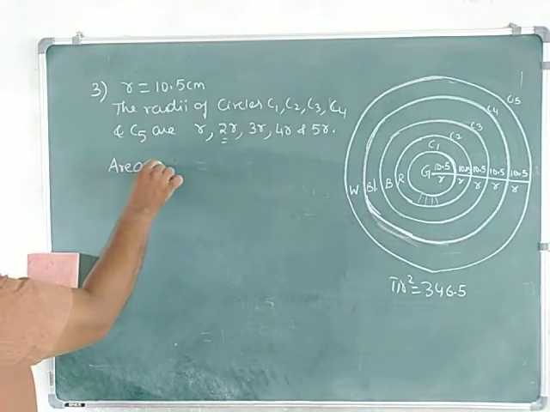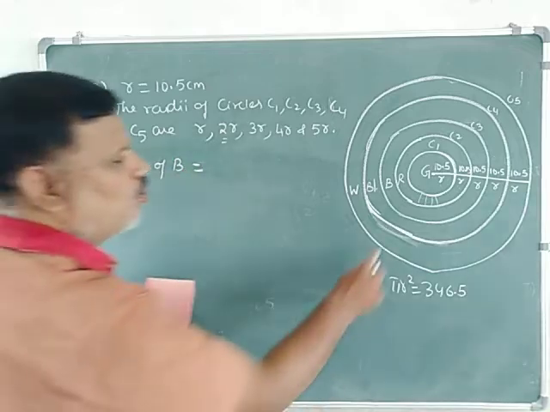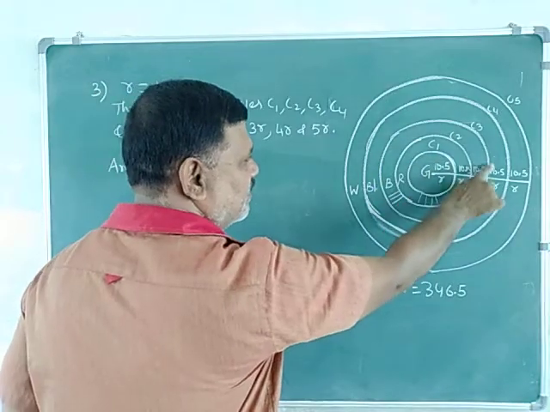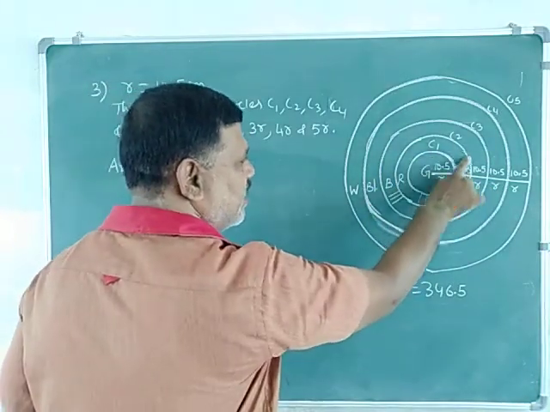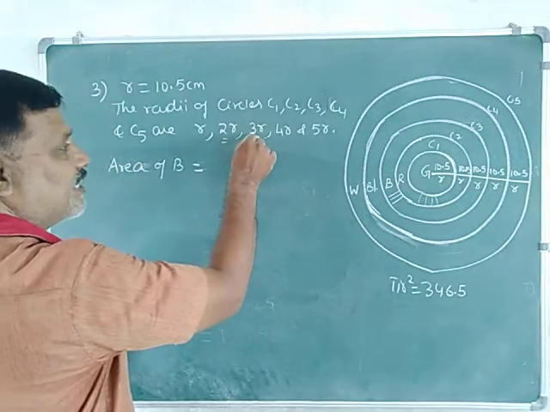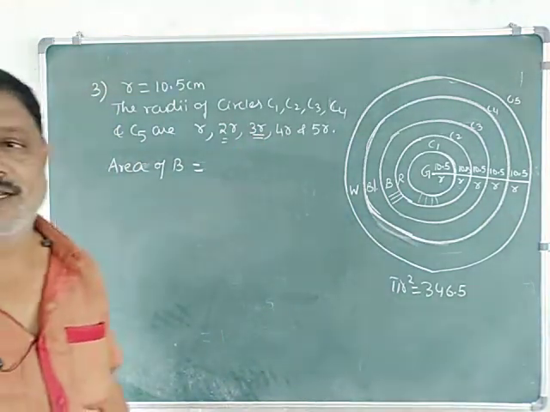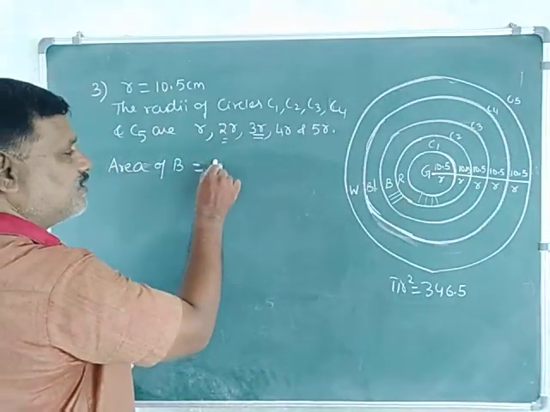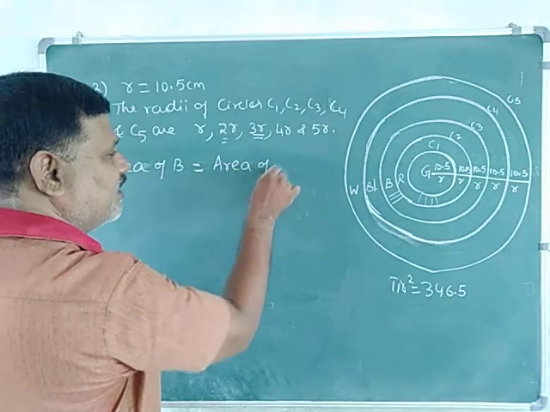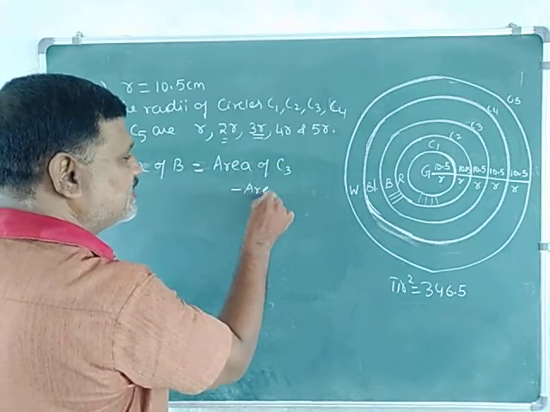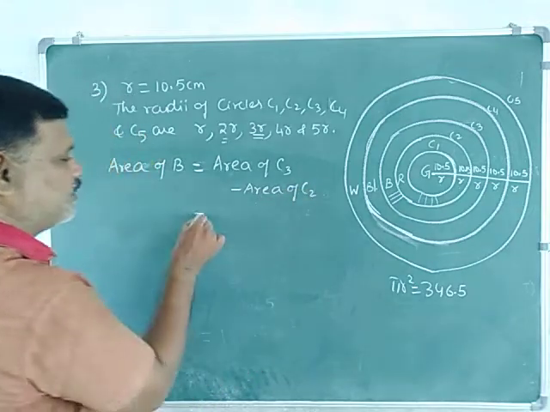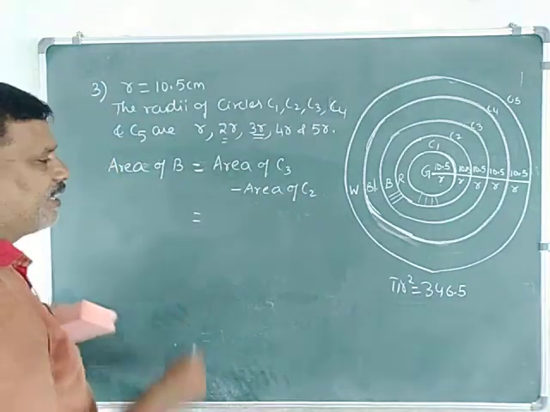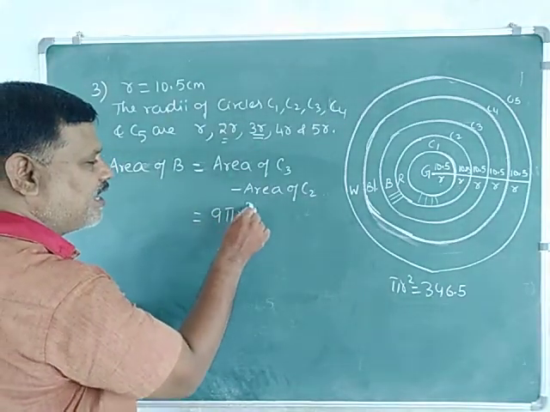Now we go for the area of the blue region. How to find this region? It is the area of circle C3 minus the area of circle C2. And what is circle C3? The radius is 3r, and when we square 3r, we get 9r square. So the area of circle C3 is 9 pi r square.